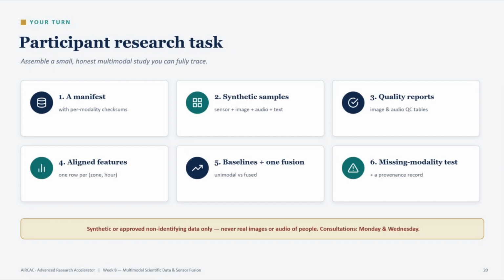So for our own practice, think about small multimodal research problems that you can completely trace. We should have a manifest with checksums. We should have synthetic or approved low-risk modalities. We should create a quality control report, then align the modalities into a common feature table, and build at least the individual modality baselines and one fusion approach. Finally, remove one modality and see what happens.